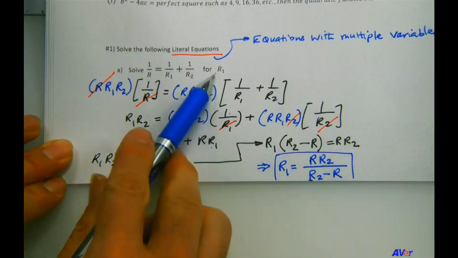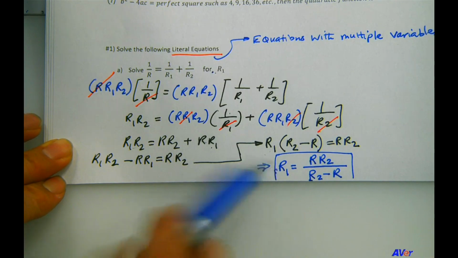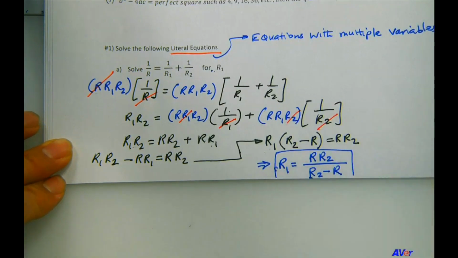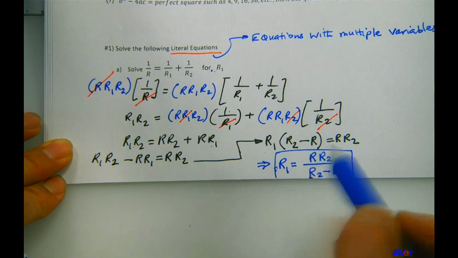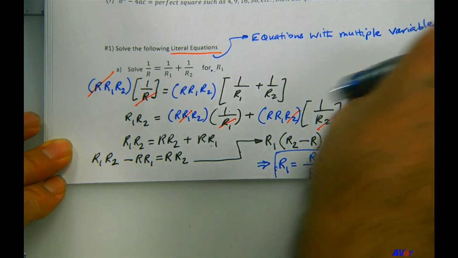So solving for R1 means isolating R1. It's always like that. When you solve for any variable, that means you must isolate it. Okay, so we have R1 equals that expression. Can we simplify that anymore? No. There's nothing else we can do to simplify. If we could, we would simplify the final answer to the extent that is possible.